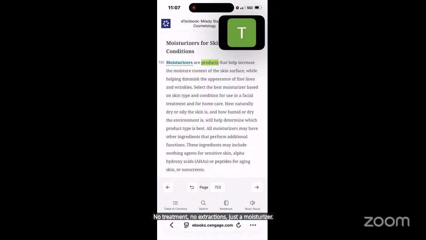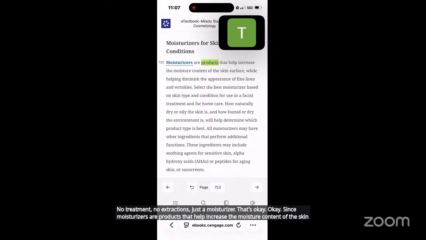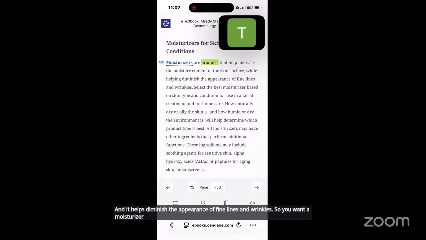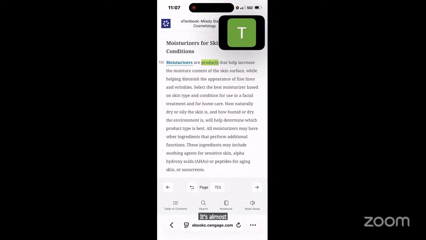That's okay. Moisturizers are products that help increase the moisture content of the skin surface, and they help diminish the appearance of fine lines and wrinkles. So you want a moisturizer because it has a double duty. It's going to help bring hydration, lock in hydration for the skin, and it's going to help those clients that appear to be aging. It's almost like it helps reverse those fine lines.